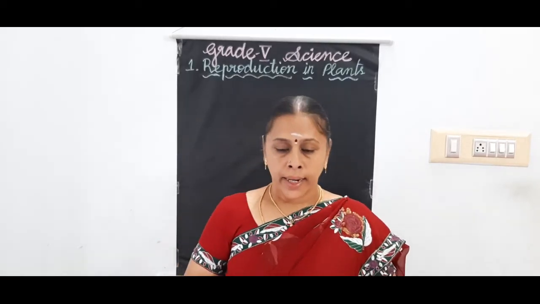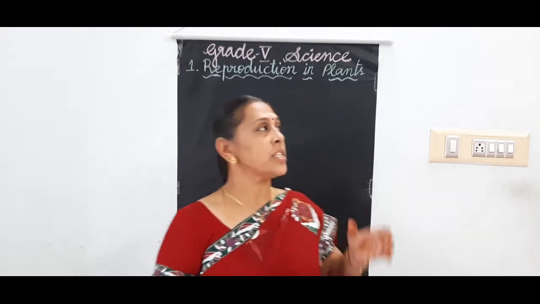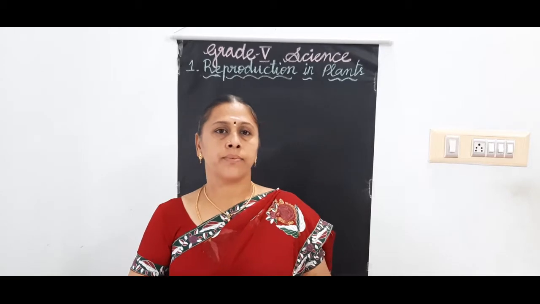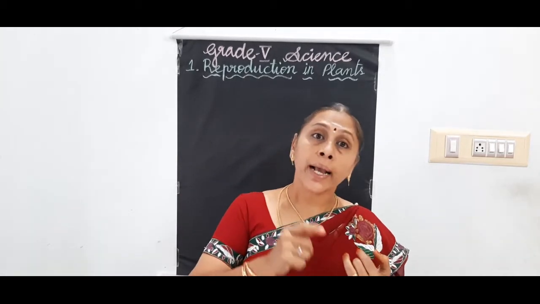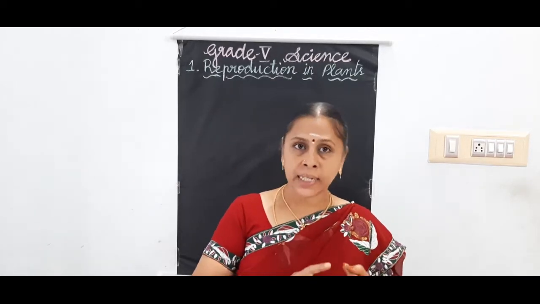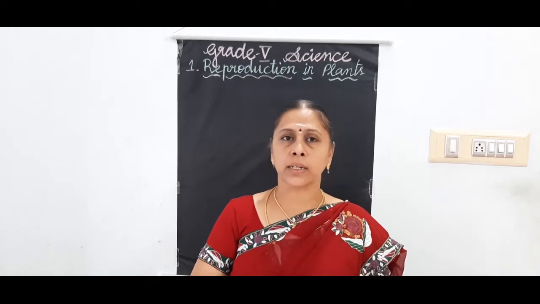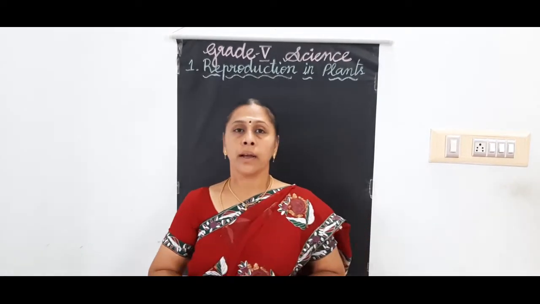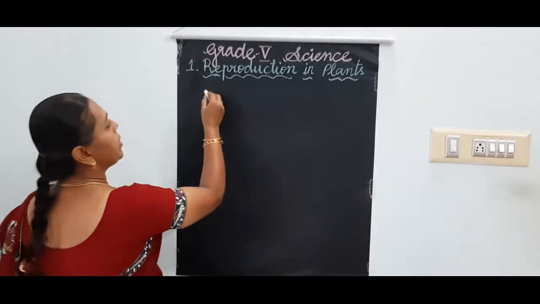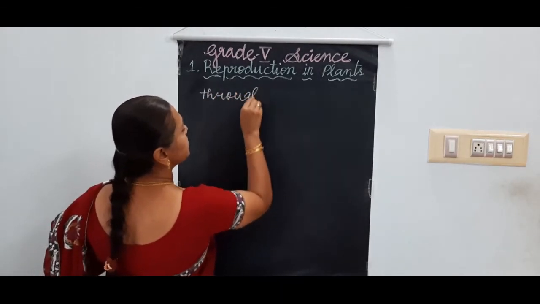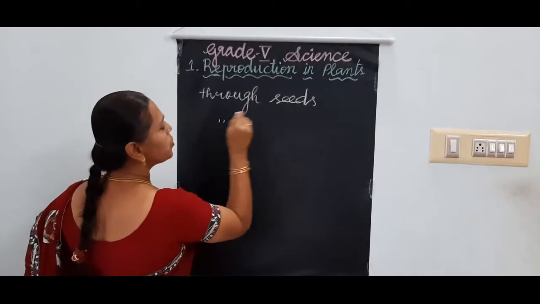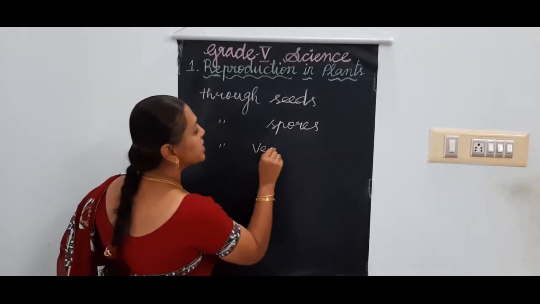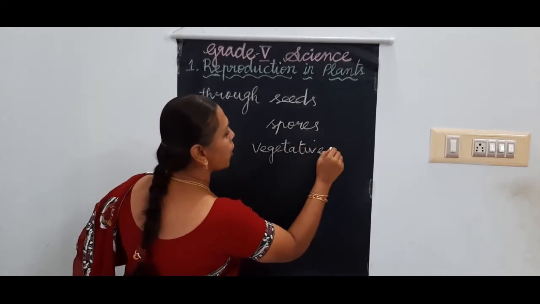And in today's class, we are going to continue chapter 1, Reproduction in Plants. In this chapter, we have already discussed what reproduction is, why reproduction is so important, and how plants reproduce. The plants reproduce in 3 methods. What are they? They reproduce through seeds, then through spores. Third, they reproduce through vegetative parts. Already we discussed all these points, is it not?